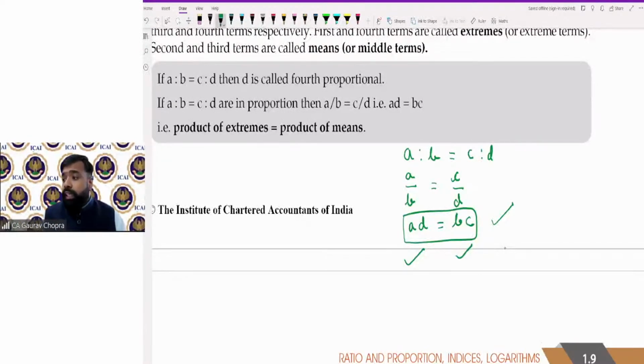So Bhumi is asking if they are not in proportion, then what we have to do? You have to select that option. Because if the question is asking whether the given ratios are in proportion or not, option A is they are in proportion. Option B, they are not in proportion. Then of course you have to select not in proportion.